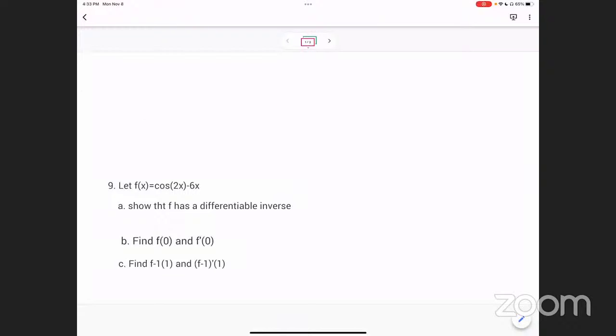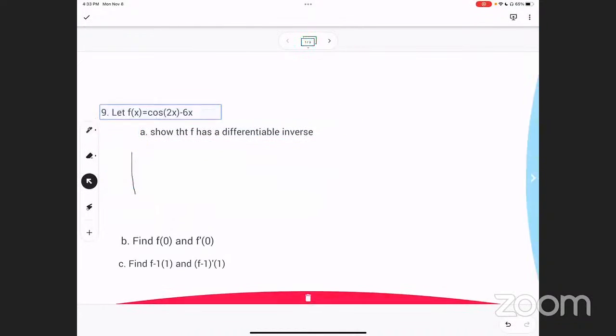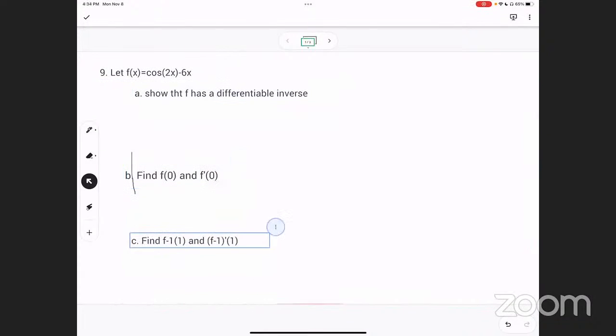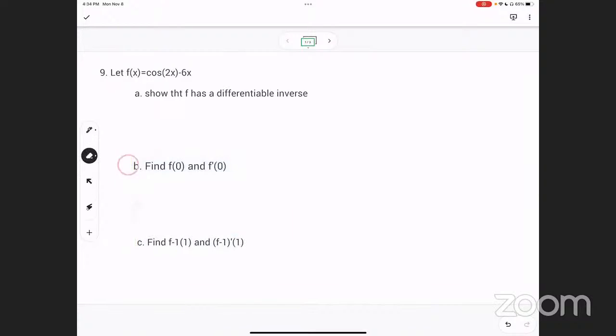Yeah. All right. So your first question is, let's do each one of these things on its own. Let's see if we have enough room for these. Let f of x equal the cosine of 2x minus 6x. Show that f has a differentiable inverse.